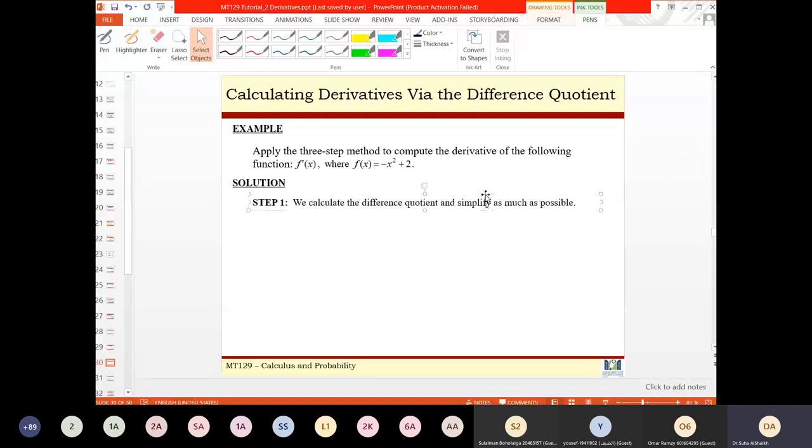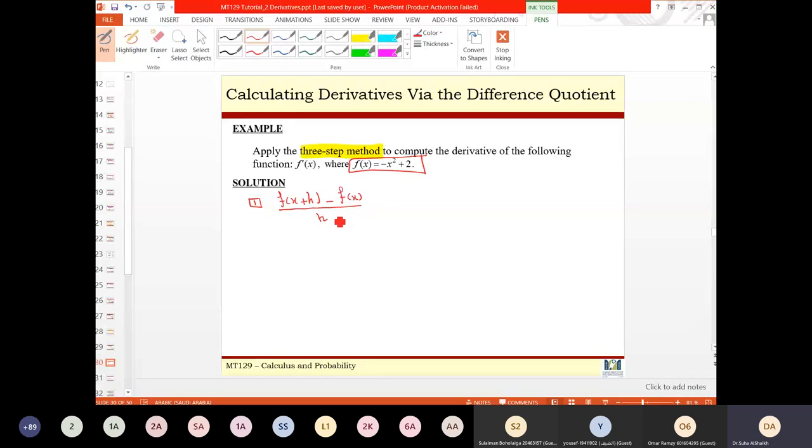So they want you to find or use the 3 steps method to compute the derivative of this function. The function is f of x equal to minus x squared plus 2. The first step is finding f of x plus h, and then we subtract f of x out of it. Then we divide everything by h. ايش يعني f of x plus h؟ يعني in the function change the x with x plus h.